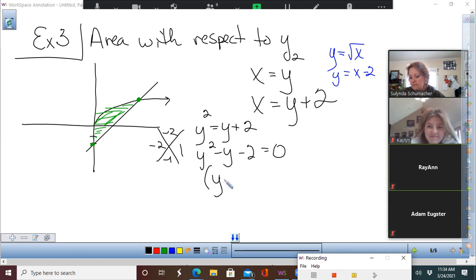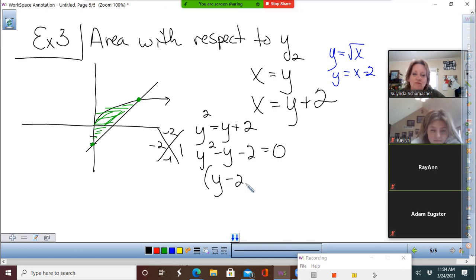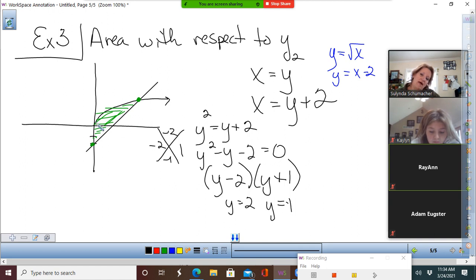All right, we have y minus 2 times y plus 1. Right, and so actually we can say that y equals 2. And this says that they intersect at -1. Now, technically it doesn't intersect because it's right on the y-axis, right? So really my y value at this point, if I'm looking at it from this way, would be +2. Or sorry, -2, sorry, -2.